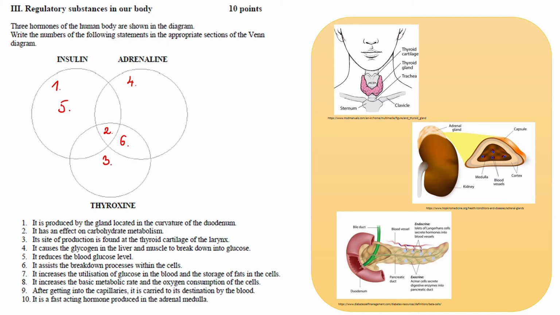It increases the utilization of glucose in the blood and the storage of fats in the cells. So that's gonna be insulin again. It increases the basic metabolic rate and the oxygen consumption of the cells. We have discussed that's thyroxine. After getting into the capillaries, it is carried to its destination by the blood. All of them, hormones are transported by our blood. It is a fast-acting hormone produced in the adrenal medulla. That's gonna be adrenaline. All right.